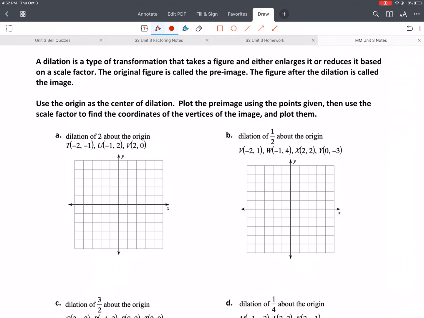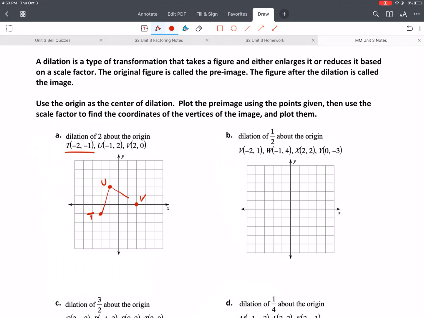So we have some problems like this where we want to dilate a shape. Okay, and the way we would do that oftentimes is using coordinates. So I would first start by plotting our shape. So t right here would be -2, -1. So remember, we do x's first. So we go left 2 and down 1. That would be our t. We label that. And then u would be -1, +2. And then our last one is 2, 0, which would be our v.